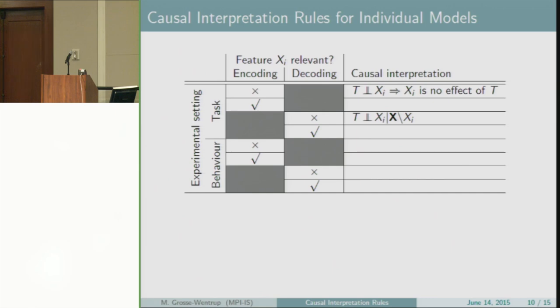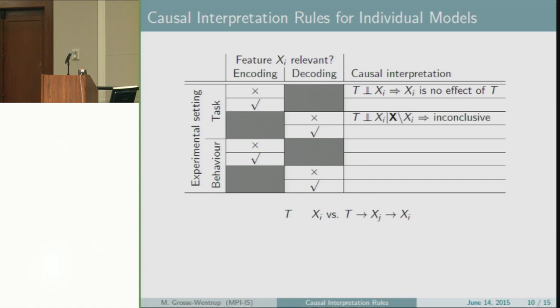Now, for a decoding model, if you find in a task-based setting that a feature xi is not important, not relevant, does this mean that this feature is also not an effect of your task? Unfortunately, no, it doesn't. Because either these two might really be unrelated, or there could be this chain here. The task modulates xj, and xj modulates xi. And hence, xi is actually an effect of the task, but it doesn't help in decoding because all the information about t is already contained in xj.